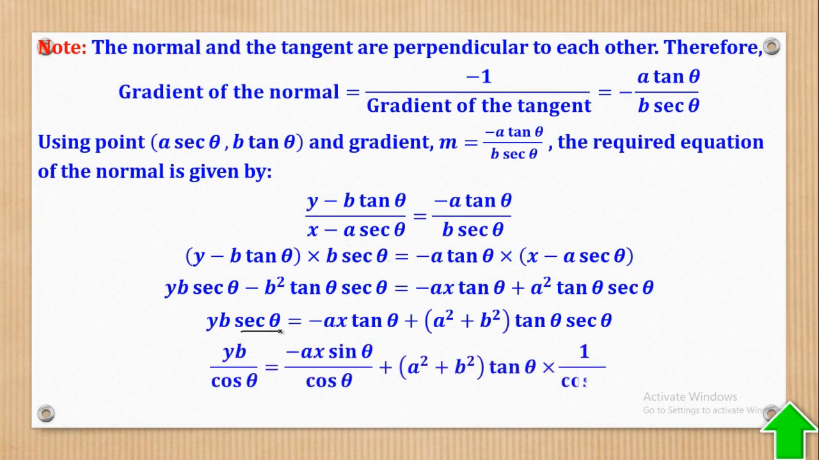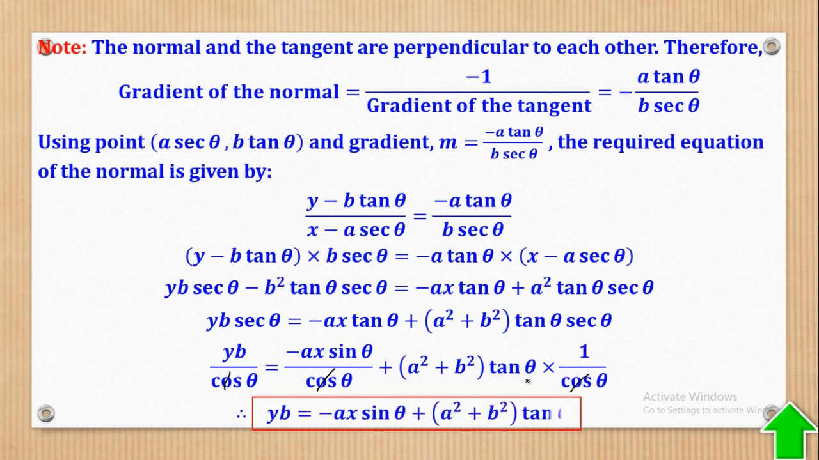Then this sec theta is the same as 1 over cos, and tan is the same as sine over cos. And this is tan, we shall leave it there, but this sec is 1 over cos. So this cos in the denominator is throughout, so we can cancel it out to remain with that as the general equation of the normal to the hyperbola.